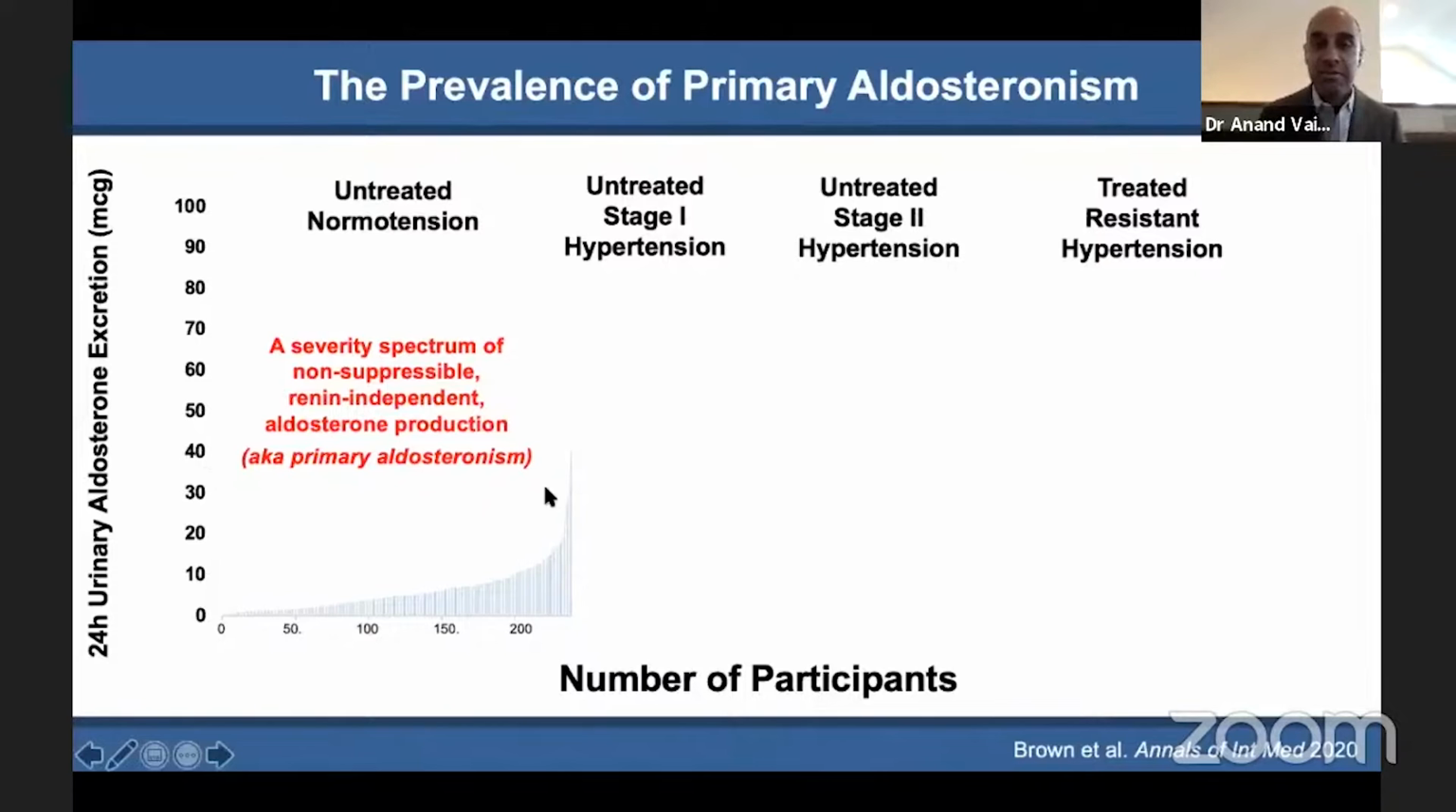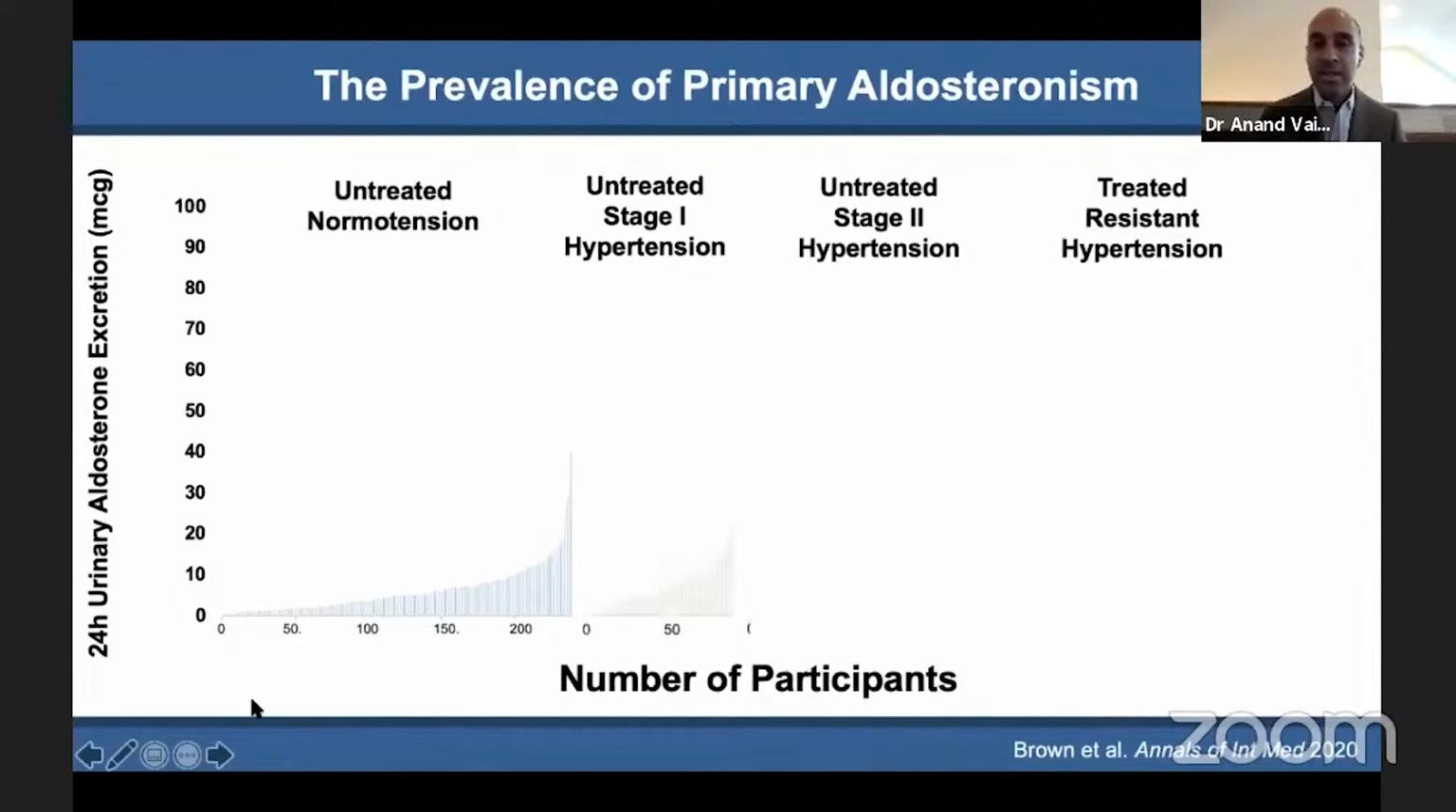So I will describe this as a severity spectrum of non-suppressible renin-independent aldosterone production, which is the definition of primary aldosteronism. In other words, these are varying degrees of primary aldosteronism from severe and overt to very mild. And you will see the same pattern in stage 1 and stage 2 hypertension, and also in resistant hypertension. The difference is the magnitude or the amplitude of this severity goes up in parallel with the severity of blood pressure. And so why I'm showing you this raw data is to demonstrate that primary aldosteronism exists across a full distribution, a continuum. It is not a yes-no binary diagnosis as we typically define it.